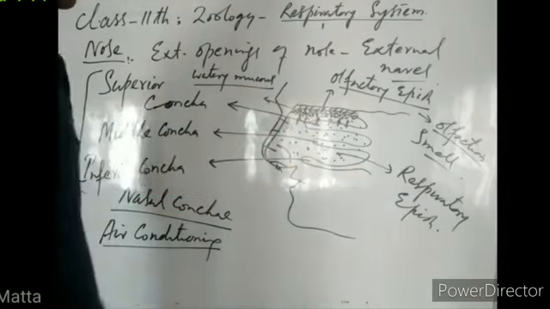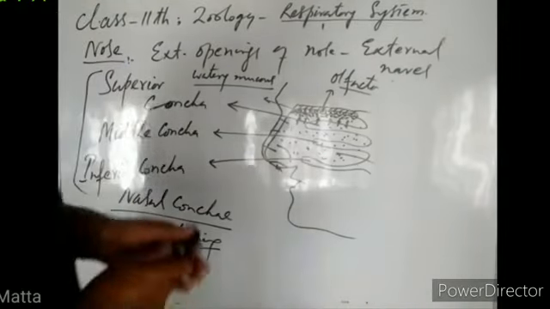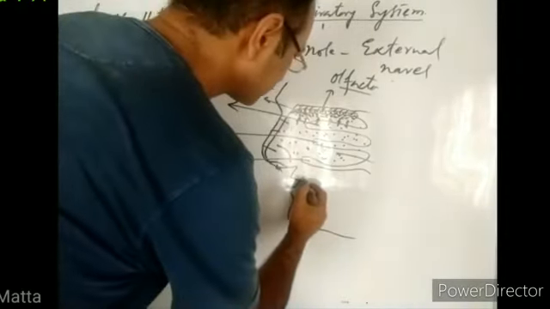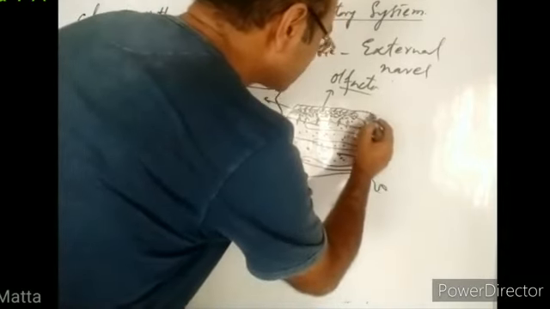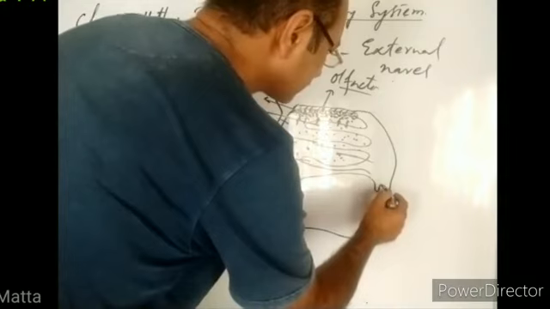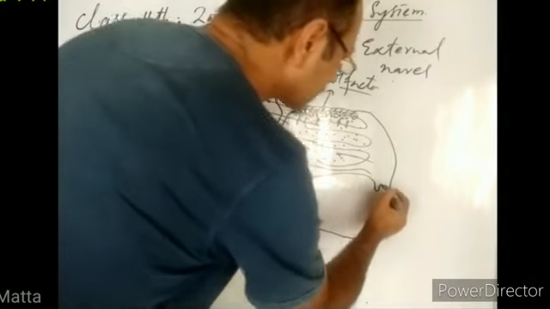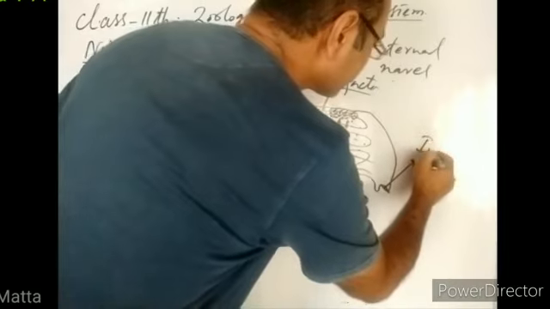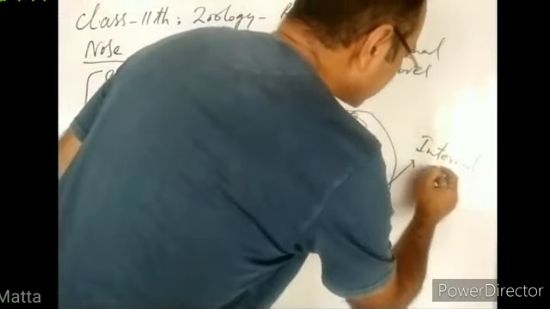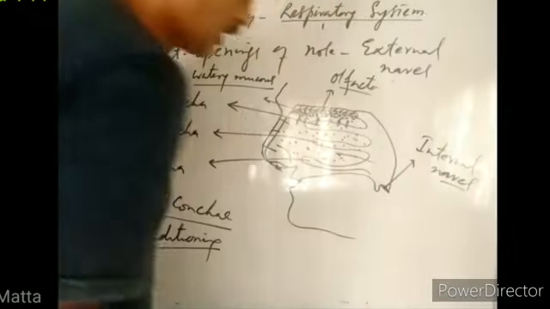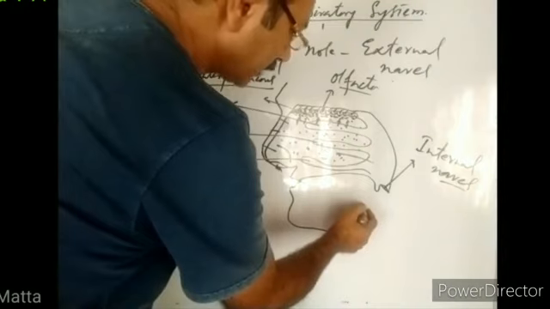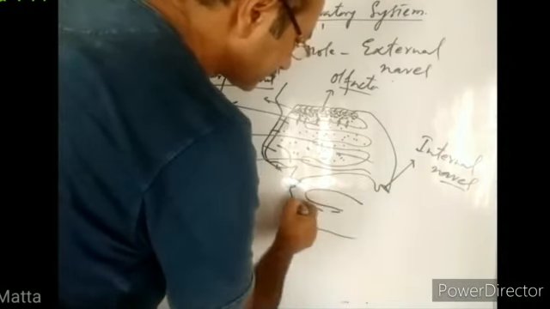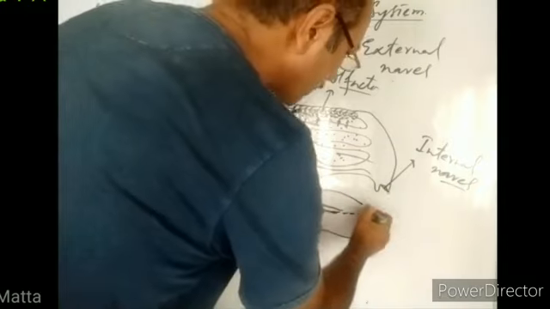Now these nasal chambers open into our pharynx. They open into the pharynx through two openings known as the internal nares. So through internal nares, these nasal chambers open into the posterior part of the pharynx.